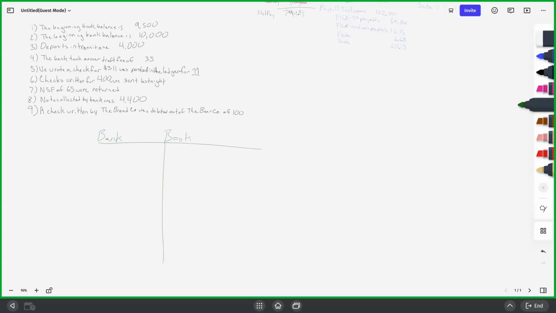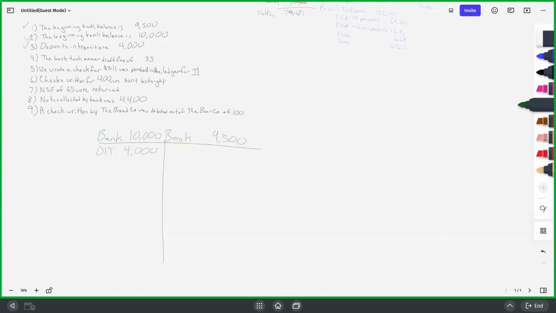How much should we put for bank? 10,000. 10,000. How much for book? 10,000. All right, just gonna check mark these off. All right, deposits in transit. Where does that go? Bank. The reason why is we know that we put those in. We know that we deposited this amount. We're just waiting for the bank to know that we deposited this amount. And do we add or subtract that?